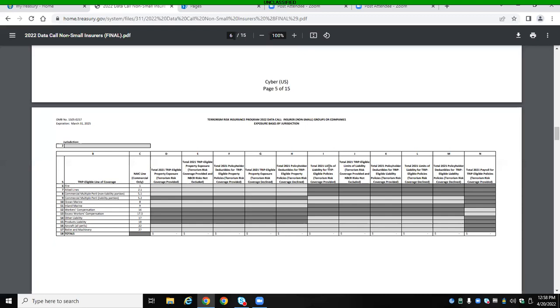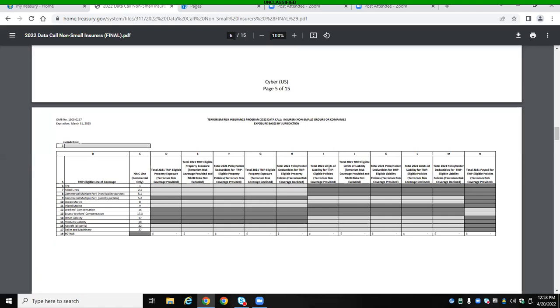For the purposes of this worksheet, apply the exposure figures as they existed for policies in force as of 12/31/2021. So that's a little different from the policy count, which could also include policies issued in 2021 but expiring before December 31, 2021. If a policy ends before 12/31, the exposure in this worksheet will be zero.